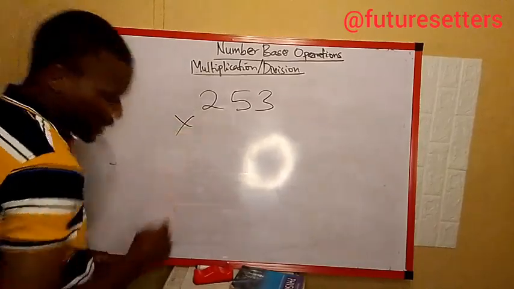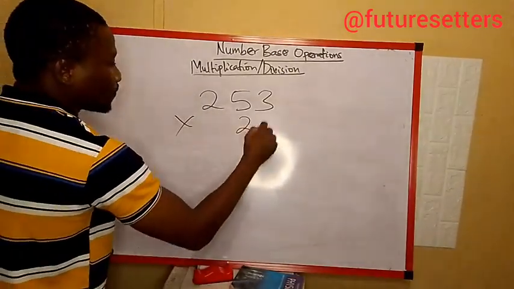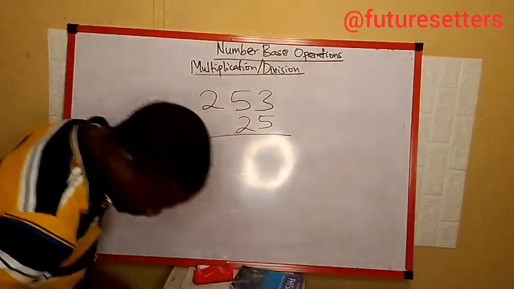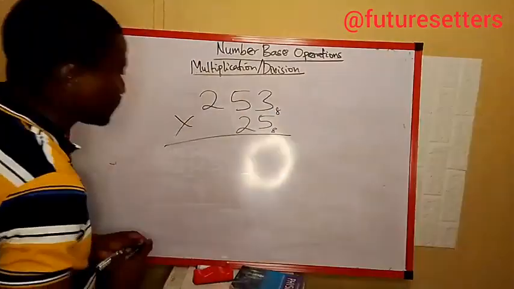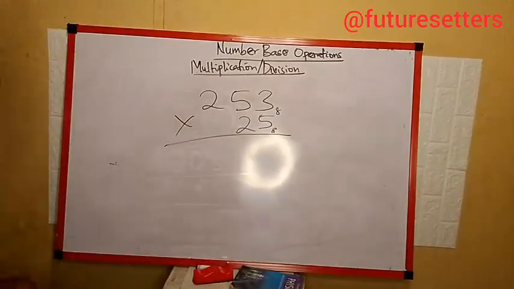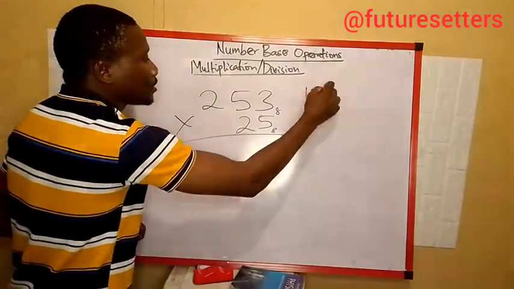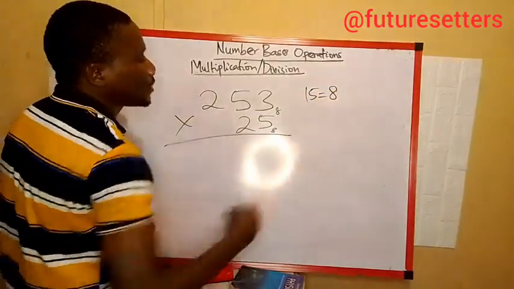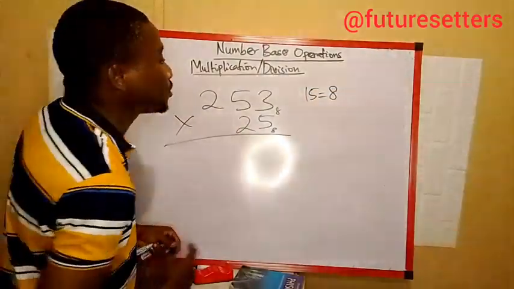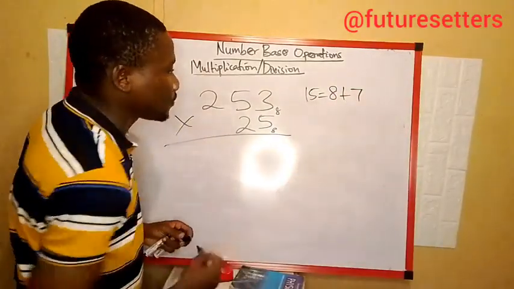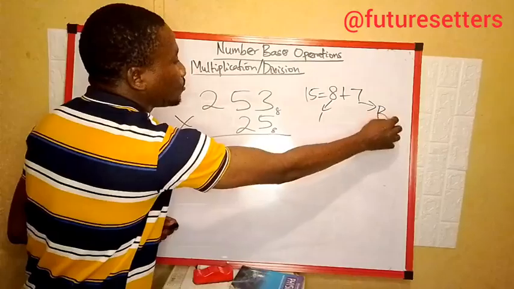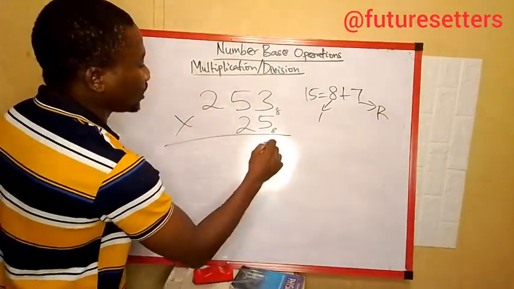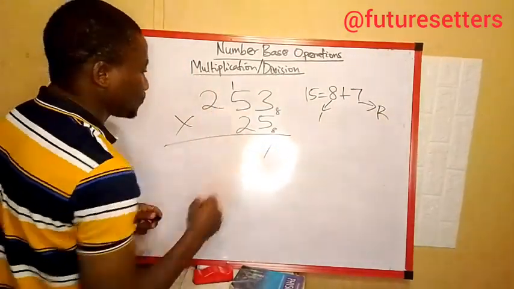253 times 25 base 8. 5 times 3, 15. 15 in respect to 8. So we're going to break it down in respect to 8. 8 plus 7. 8 plus 7 is 15. So this 8 will become 1, and this 7 will become remainder. We put down 7, we'll carry 1.